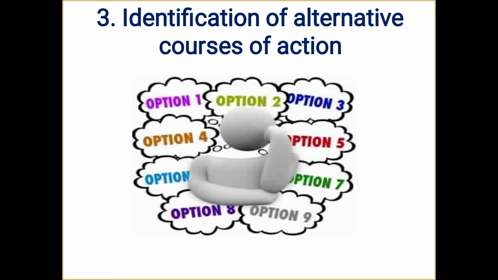The third step is identifying alternative courses of action. Once the objectives are set and assumptions are made, then the next step is to act upon them. There may be many ways to achieve the objectives. The planner or the manager needs to identify all the options or choices. All these alternative courses should be identified. That means manager needs to collect all the choices or alternatives which are available to him.